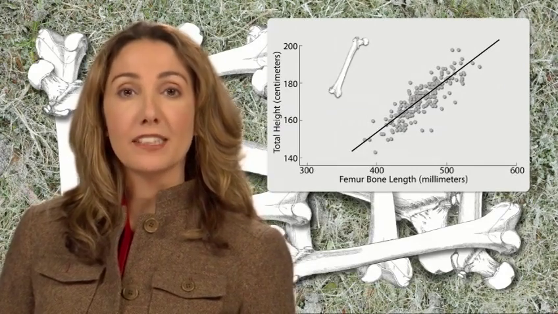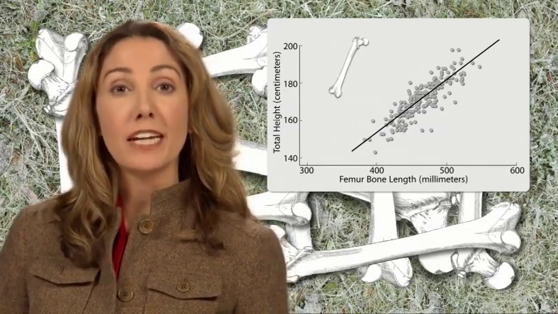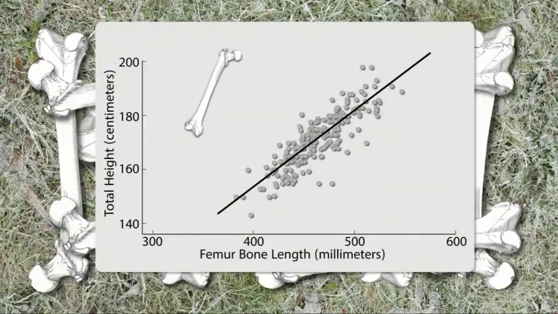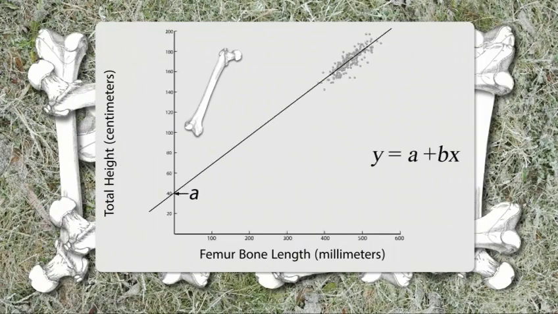Statisticians call the line that describes how the response variable changes with the explanatory variable a regression line. Any straight line can be described by the equation y equals a plus bx. A is the y-intercept, the spot where the line hits the y-axis, where x equals 0. B is the slope of the line, how much y changes when x goes up by 1. X and y are the data points you're plotting, in this case, the bone and height measurements.